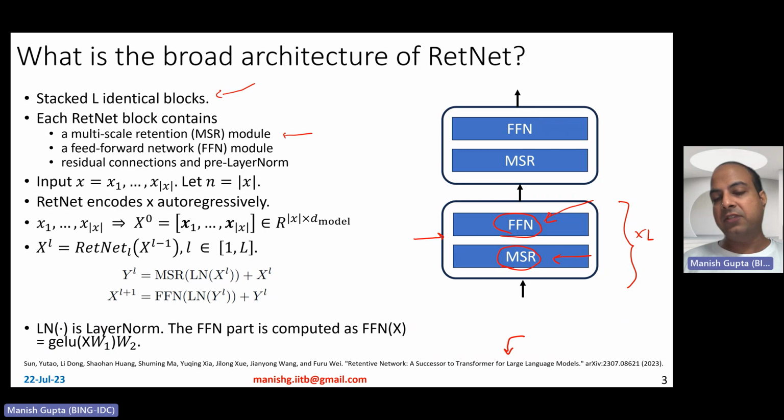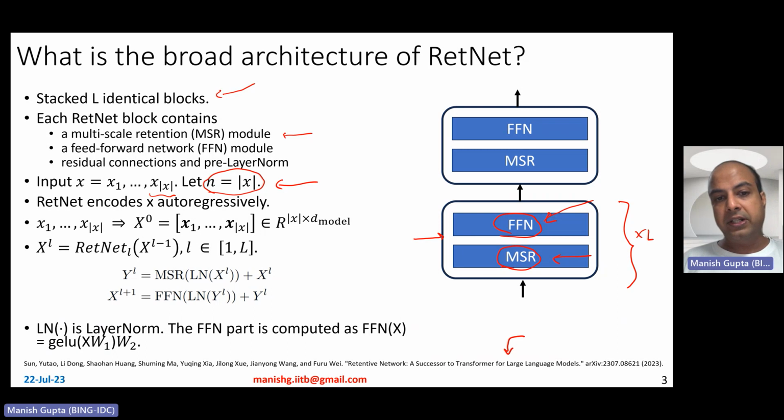So the Vaswani transformer did not have pre-layer norm, but several variants of transformers proposed later had layer norm being applied before these other sublayers. So it has residual connections, also pre-layer norm. Okay. So let's consider the input as x, which is essentially n tokens, n equal to the length of x. So n different tokens are going in as input.